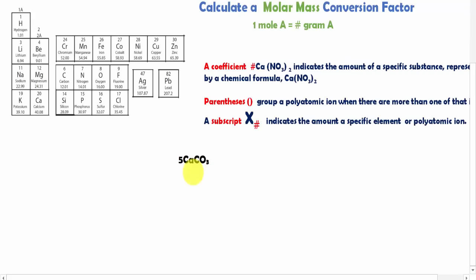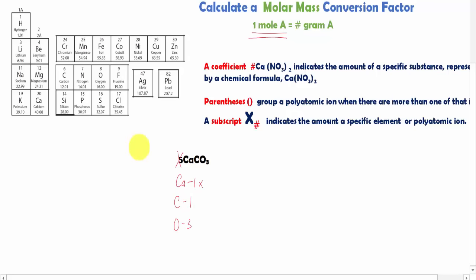Lastly, let's try this problem. We have 5 CaCO3, or 5 calcium carbonate, and we will ignore the 5 because it is the coefficient and we are only looking for 1 mole. We're not looking for 5 moles. Molar mass is about 1 mole. So we ignore the 5. And then we can list the elements. Calcium doesn't have any subscript, so it's going to be 1. Carbon will be just 1 as well, and then oxygen is 3.